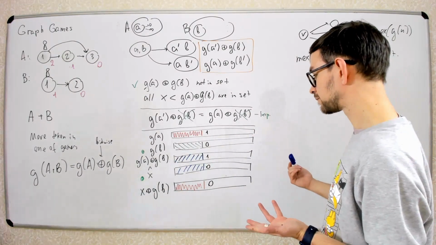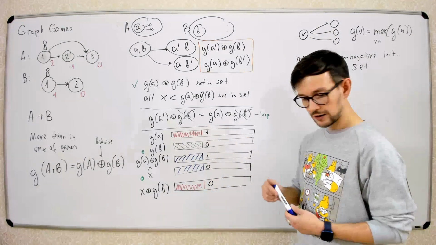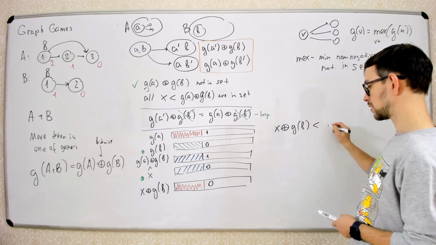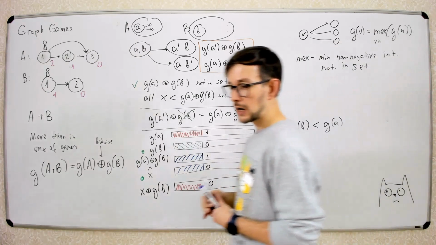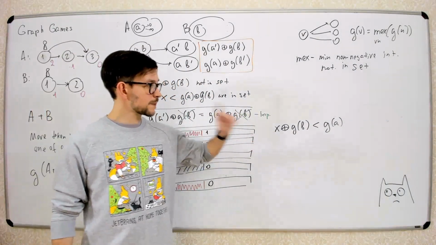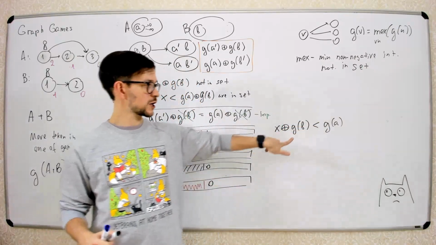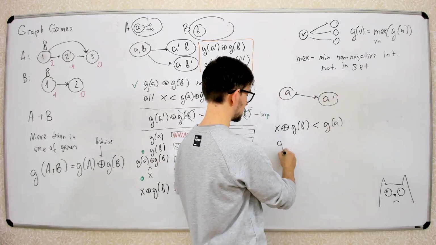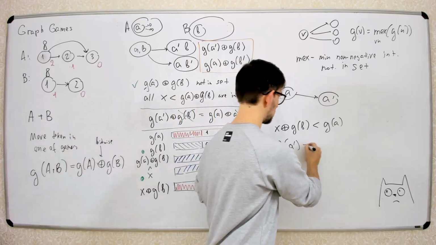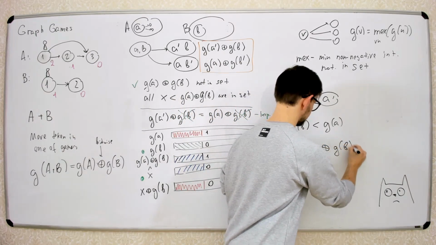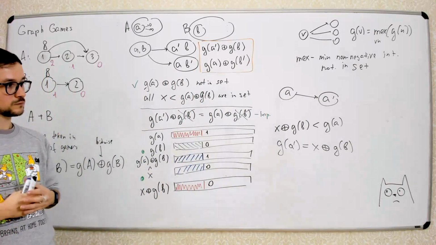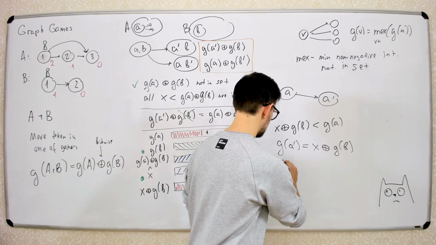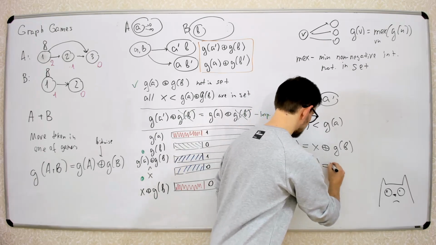That's all. And now just look at this number. I claim this number is less than g of a. So we just proved that if we take XOR of these two numbers, it will be less than g of a. What does it mean? It means that from the state A, we can move to some state which has this Grundy function. So in game A, we can move to another state such that Grundy function of A prime will be equal to this XOR. And it just means that if we move to this state, then g of A prime XOR g of B will be equal to X. That's all.